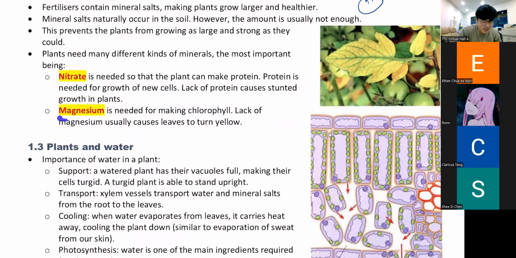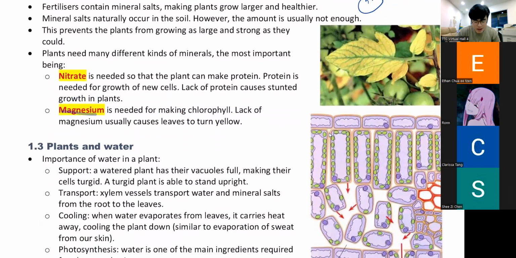Right, so next, magnesium. Magnesium is needed for making chlorophyll. Why does a plant look green? It's because of the chlorophyll. It's because of the magnesium, right? Lack of magnesium usually turns the leaves yellow.